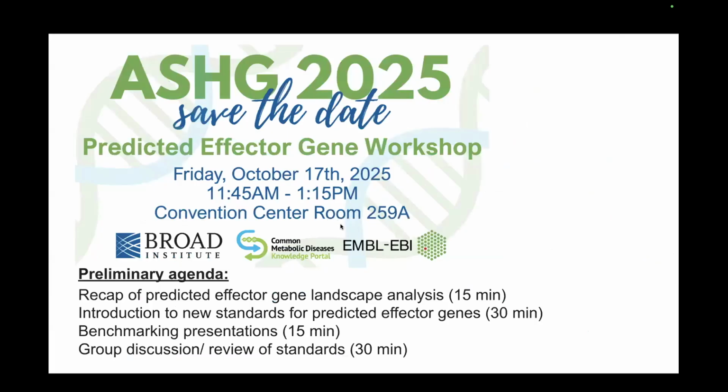And then also, we're really excited to announce that we've secured a date for our ancillary session at ASHG. So this is a predicted effector gene workshop, which we're having Friday, October 17th from 11:45 to 1:15 in room 259A of the Convention Center. So this is our preliminary agenda.